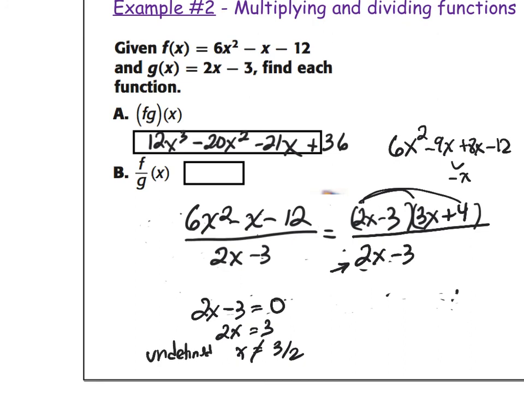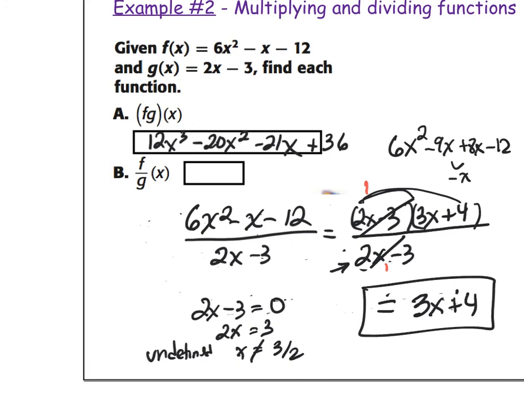Okay, now I'm canceling. This divides into this, and that becomes 1, that becomes 1. So then your final answer here is going to be 3x plus 4. All right, did it in 5 minutes, so hope it didn't bore you guys too much with this.